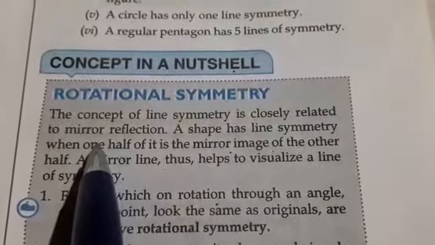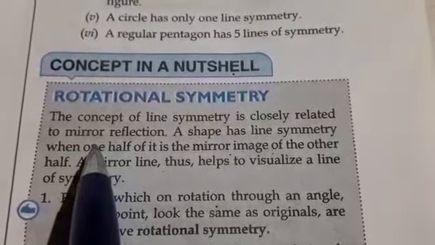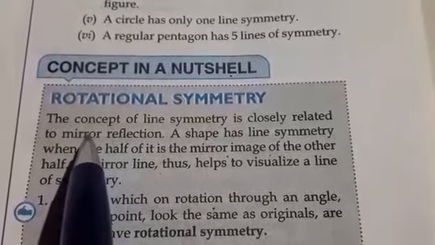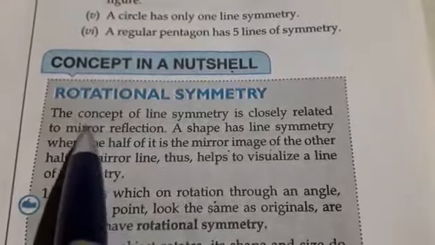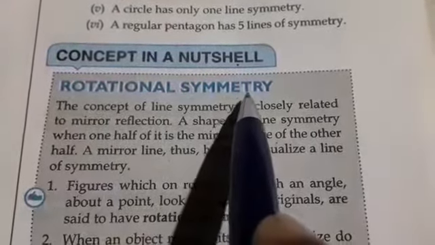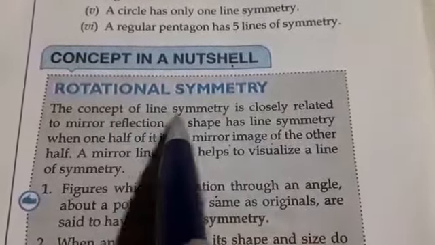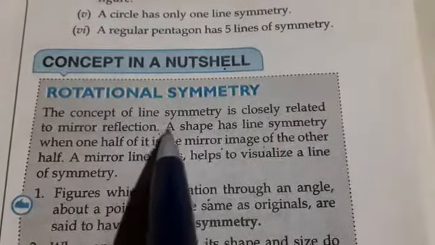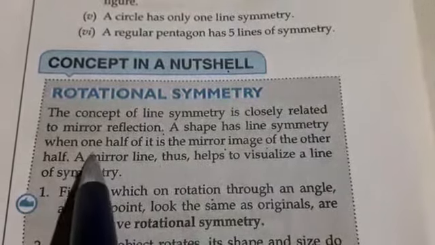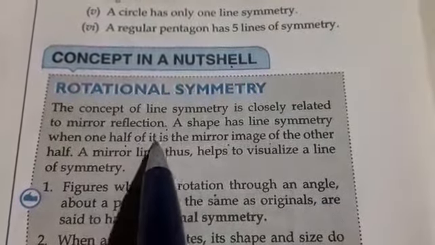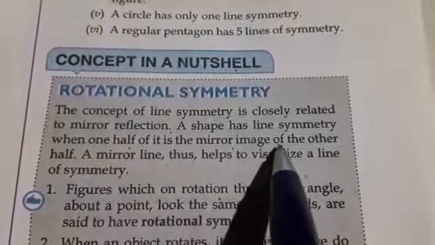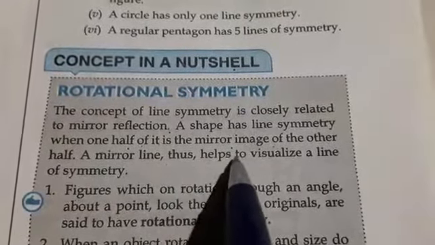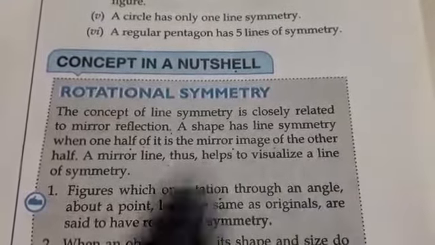Dear students, today I am going to solve exercise 14.2. Before doing this exercise, we know about some points. At first, we know about rotational symmetry. The concept of line symmetry is closely related to mirror reflection. A shape has line symmetry when one half of it is the mirror image of the other half. A mirror line thus helps to visualize a line of symmetry.